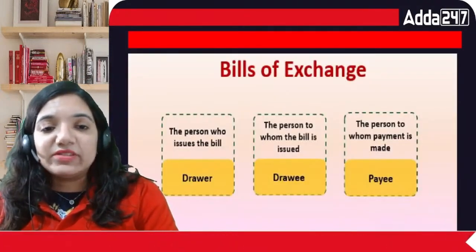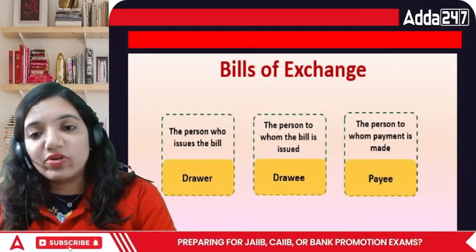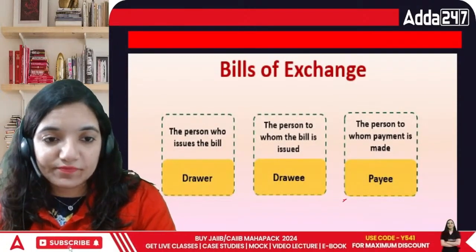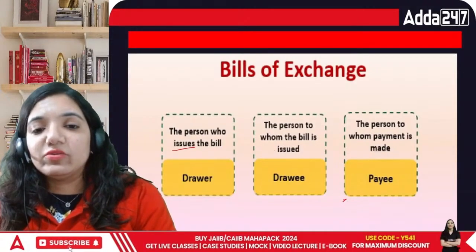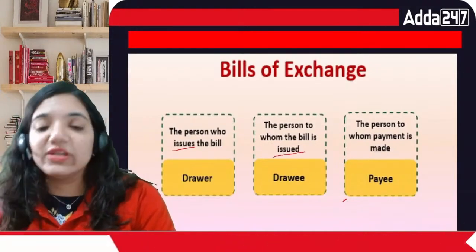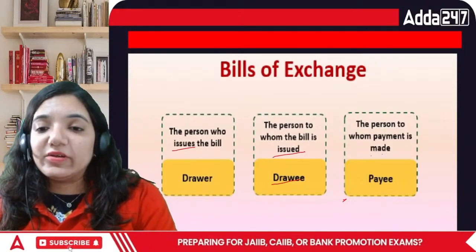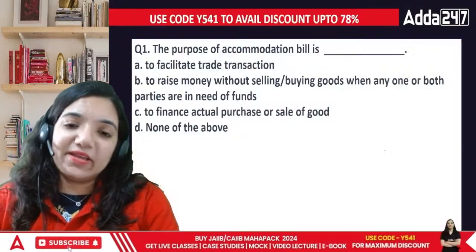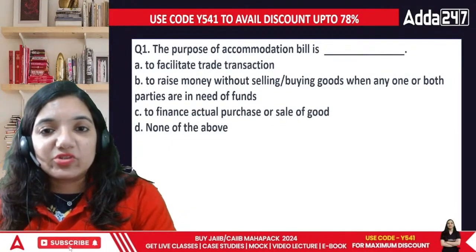Now comes the drawer, drawee and payee. We talked about it. The drawer is the person who issues the bill. The person to whom the bill is issued is the drawee, and the person to whom the payment is made is the payee, right? So here comes the first question, everyone.